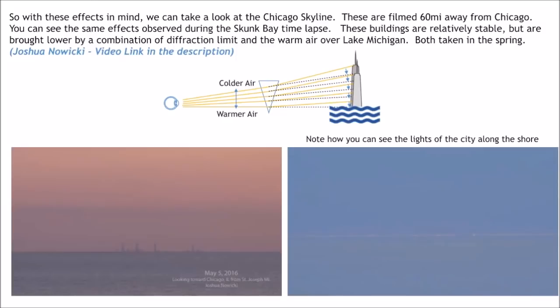Both of these images are taken in the spring, but you can kind of see somewhat of the wavy appearance of the buildings, just like we saw in the Skunk Bay footage. But again, these buildings are lost by a combination of this upward refraction of this warm air layer over the water, bringing these buildings somewhat lower down, just like the oil rigs, and an angular resolution limit that is cutting off parts of the lower aspects of the buildings. So let's look at these now.